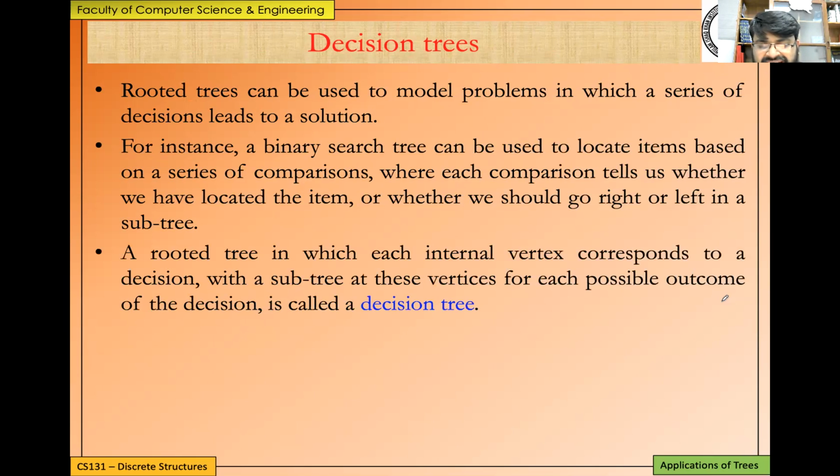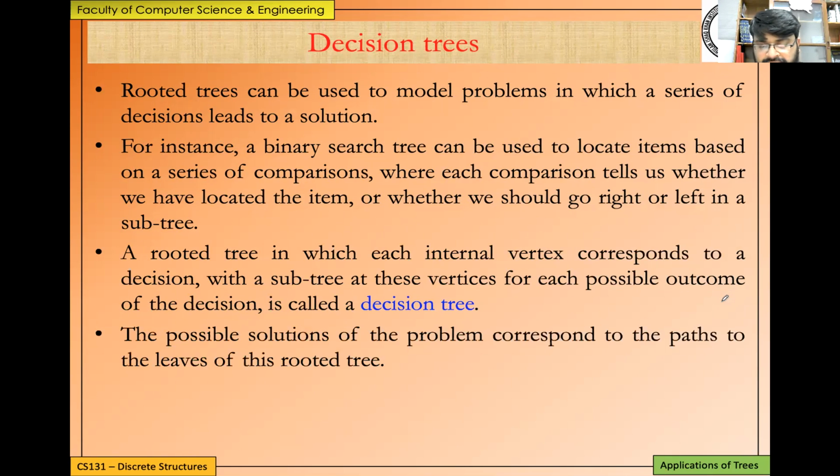A rooted tree in which each internal vertex corresponds to a decision, with a subtree at these vertices for each possible outcome of the decision, is what we call a decision tree, right? So the possible solutions of the problem correspond to the paths to the leaves from this rooted tree. The paths to the leaves are basically the possible solutions of the problem.